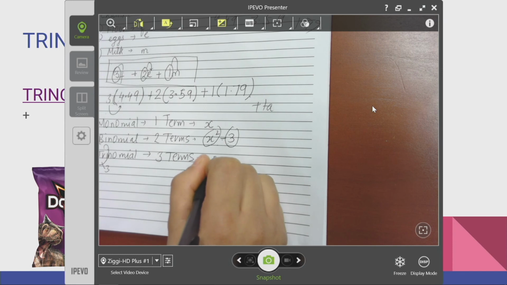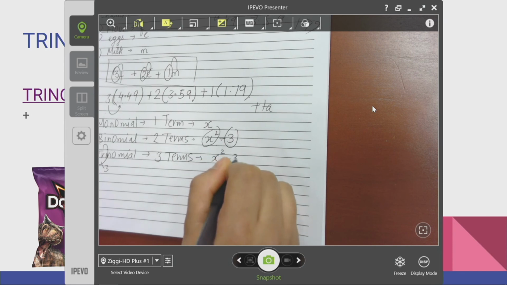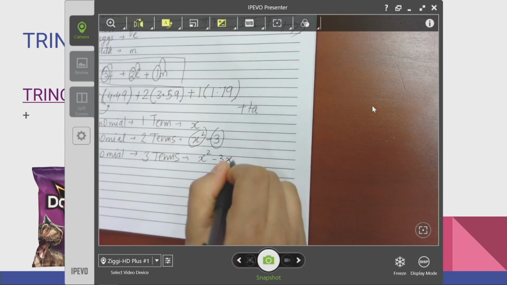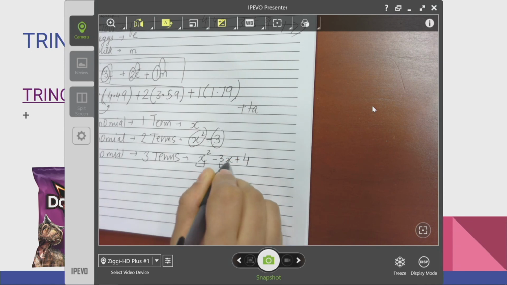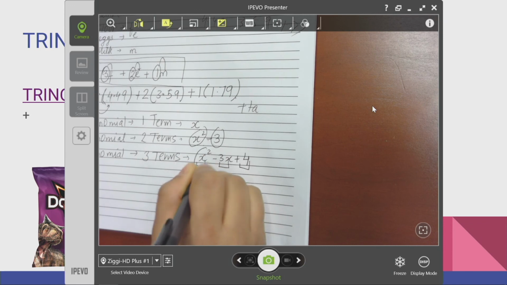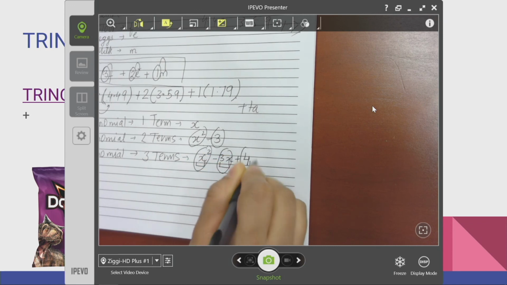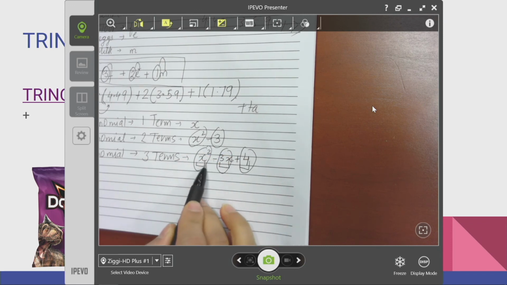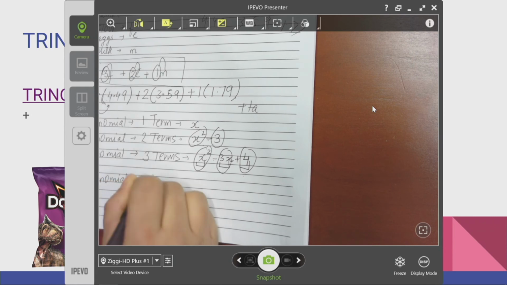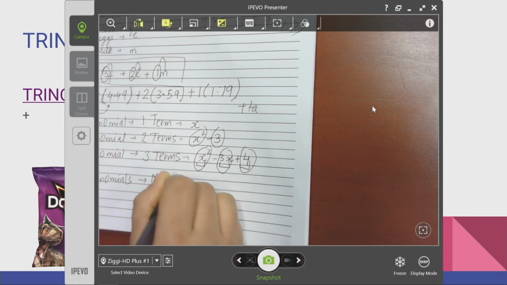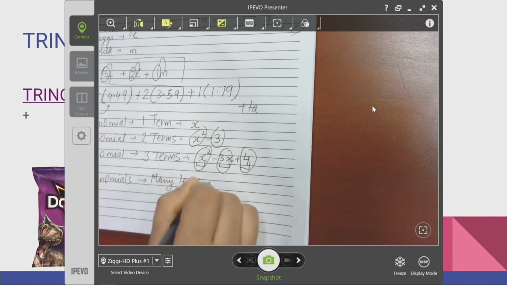If I write x squared minus 3x plus 4, we have 3 things, that are 3 terms, that are separated by plus and minus. So this becomes a trinomial. Now next comes polynomials. Polynomial means many terms. If I have more than 3 terms, that's a polynomial.